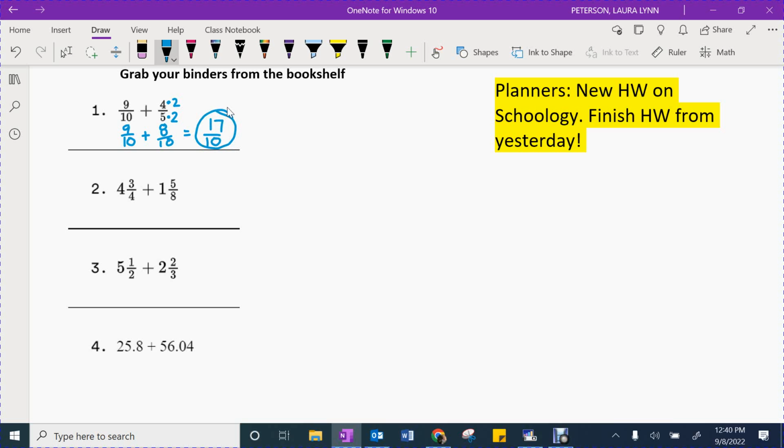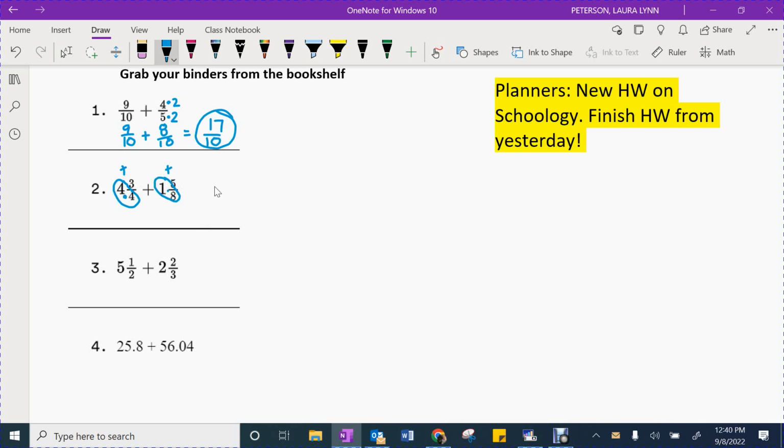My next step, question 2 and 3. What you'll notice is that these are mixed numbers. Now, no matter what, when you're dealing with mixed numbers, you still need to have a common denominator. Now, I find it easier to convert my mixed numbers into improper fractions first. So that's what I'm going to do. I'm going to convert each of my mixed numbers into an improper fraction. I'm going to multiply the whole number and the denominator and add the top. And I'm going to do that to both fractions.